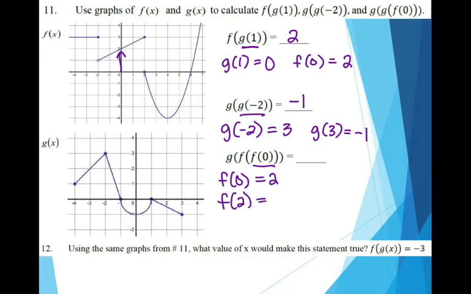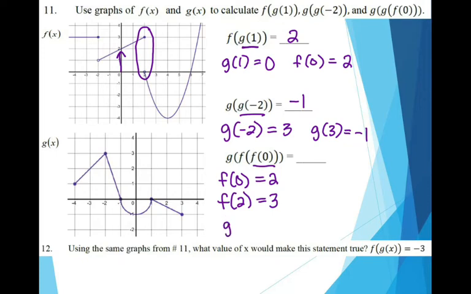Hmm, we've got something funky going on at 2. We have this break in the graph. Anytime you have a break in the graph, you're always looking for the one that has the closed circle. So that value with the closed circle is 3. Be careful with that. Do not pick 0, because 0 has the open circle.